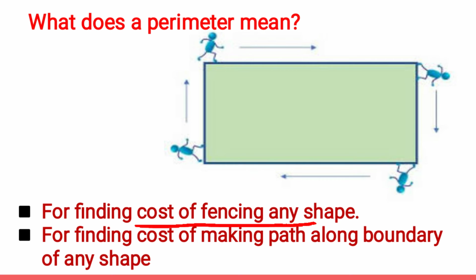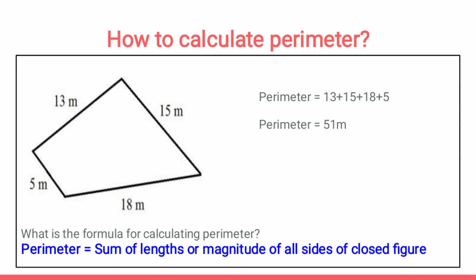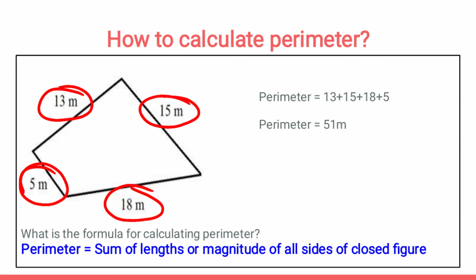Now we should know how to calculate the perimeter. I have taken a figure here which has four sides and the lengths of those four sides are given. One is 13 meters, one is 15 meters, one is 18 meters and one is 5 meters. So we know by the definition of the perimeter that the sum of lengths of all the sides is our perimeter. So what should we do? We should add all these four dimensions.